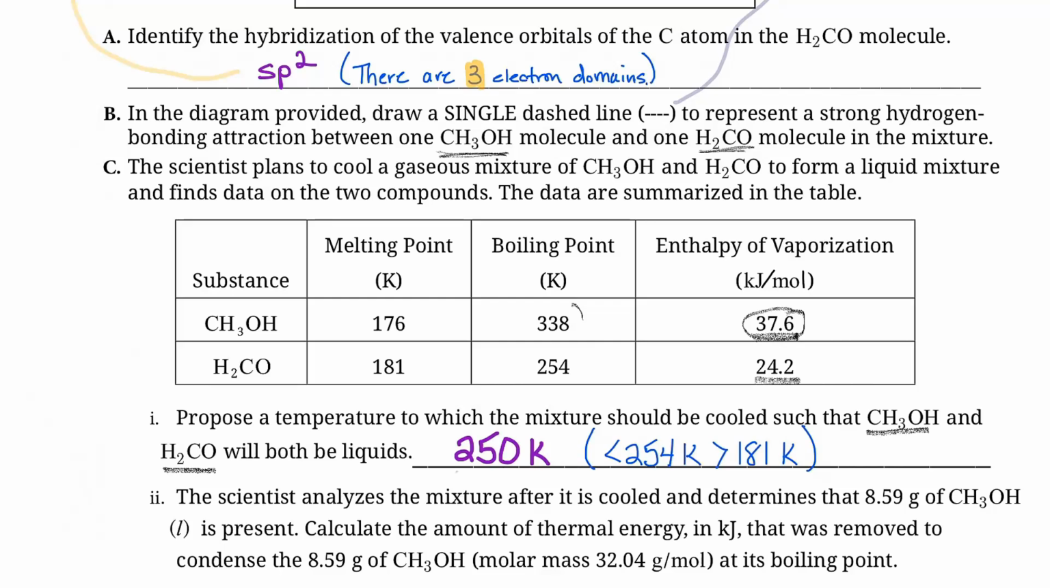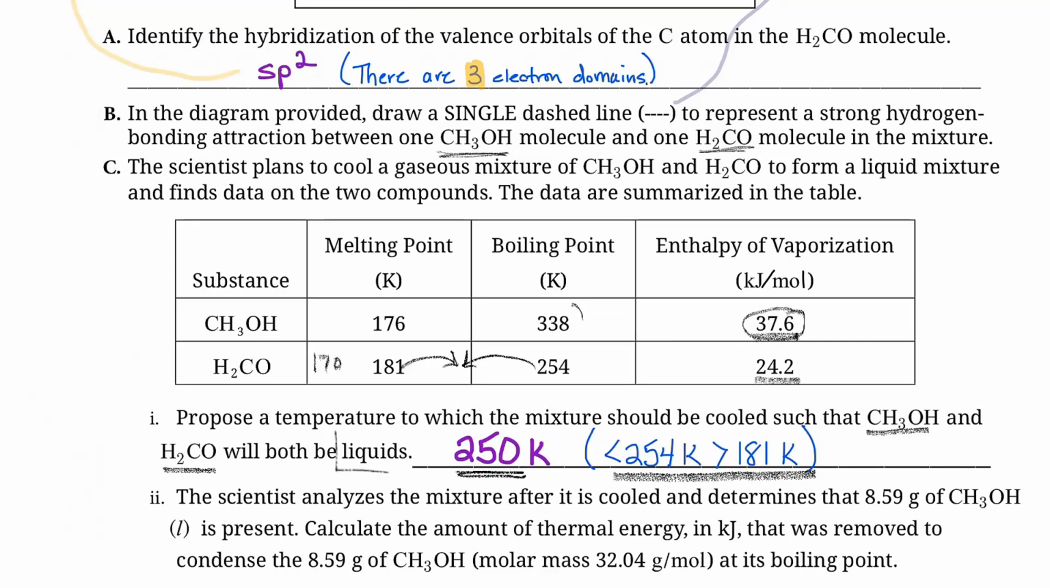I chose 250, but be careful, any number under 250 won't work because you want to be under the boiling point, but you want to be greater than the melting point, right? Because if we chose a number like 170, both of these liquids would be solids now because the melting point is 176. So you have to be lower than 254 but greater than 181, and that's what I put here. So that we would be a liquid.